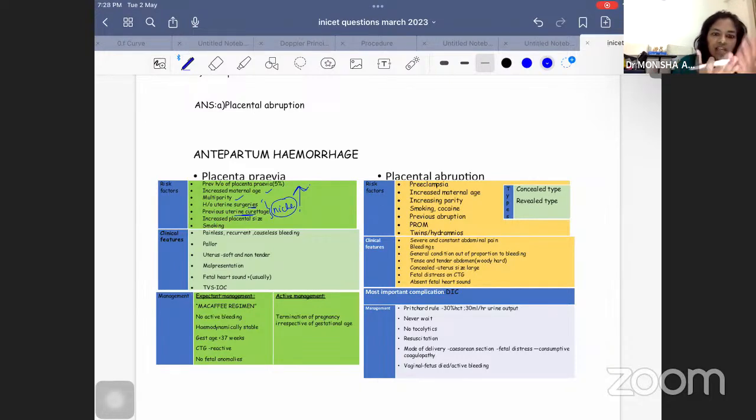Increased placental size, a large size. Another risk factor is smoking. Smoking indirectly causes placental hypertrophy, so that will again lead to increased size. So it tends to remain in the lower segment, leading to placenta previa or low-lying placenta. Okay. When do you say it's a low-lying placenta? What is the difference between placenta previa and low-lying placenta? Come on, quickly answer.